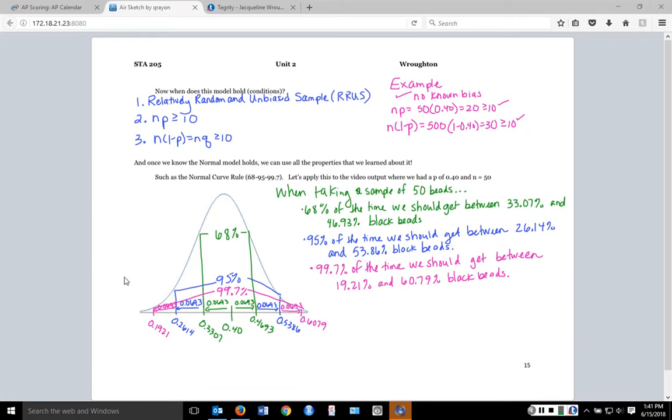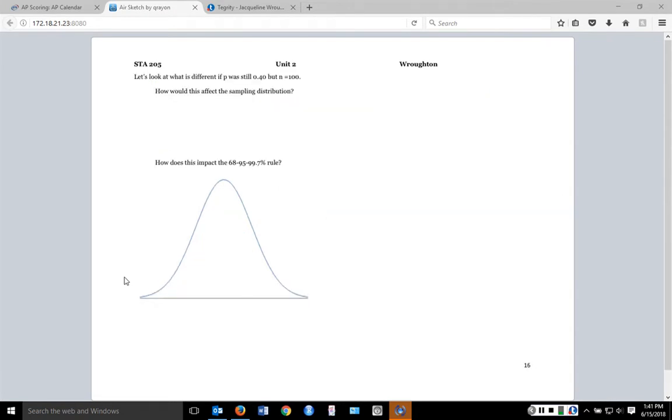So let's change things up a bit by now sampling 100 beads instead of sampling 50 beads. So first, let's talk about how this would affect our sampling distribution. First, let's talk through those conditions that we had. Do we still have our relatively random and unbiased sample? Still assuming that I'm using my applet here, I'm not going to have any known bias. So we're good there.